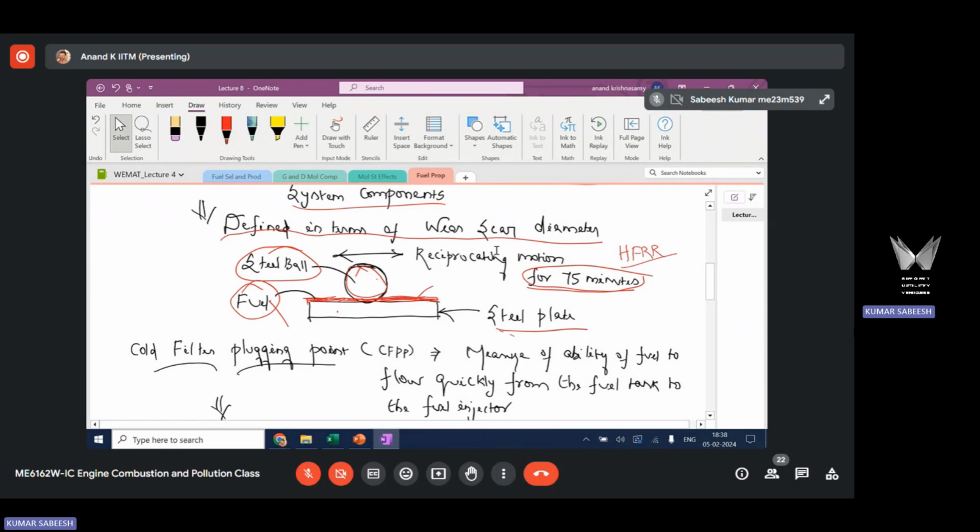So this is one of the important properties which is applicable only for diesel fuel for CI engine application, because in a CI engine we deal with a high pressure injection system. So the durability of the injection system needs to be increased, and the fuel needs to have a better lubricity property.